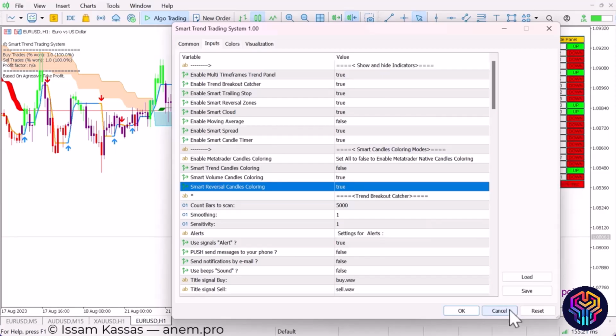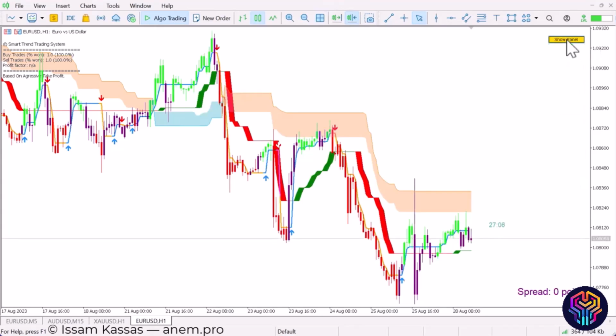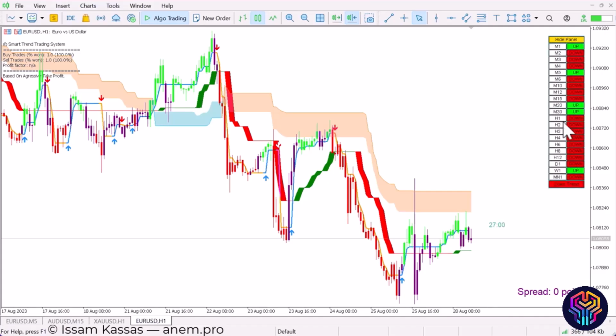So let's get into the details of the indicators here. I will start from the right side of the screen, and I have the panel here, and I have this button that says hide. If you click it, the multi-time frame trend panel will hide, of course, and then you can show it by clicking it again, or you can use the X keyboard key. So as you can see, the X key is also hiding and showing the indicators.